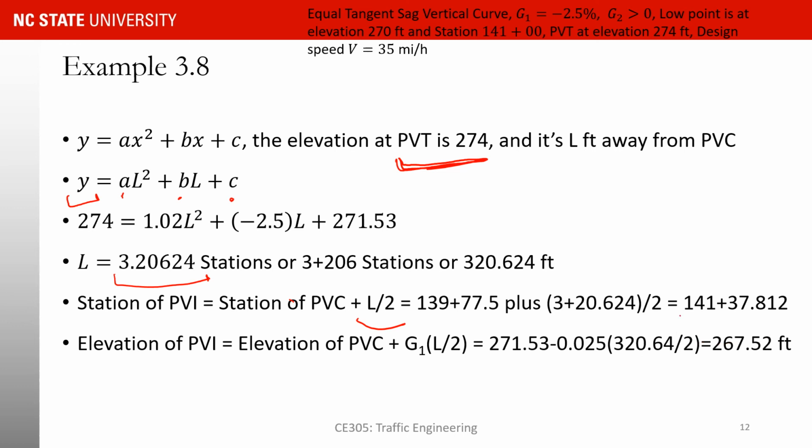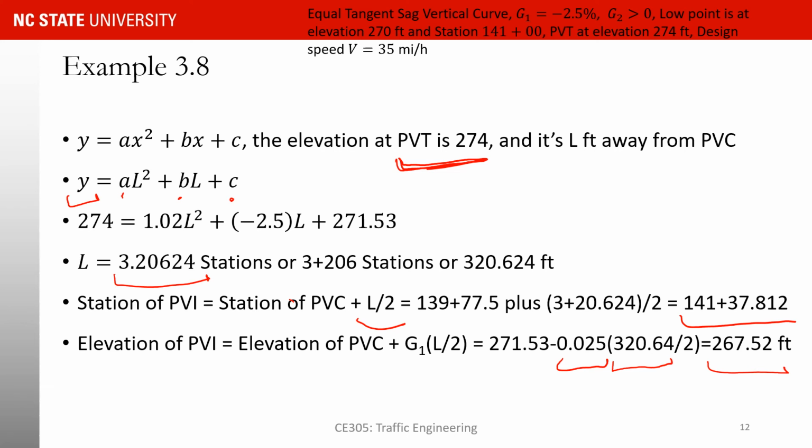plus 37.8. The elevation of PVI, you just need to know the elevation of PVC and add G times L over 2 to it. Now you can see that here I put G in feet per feet, then I had to put L in feet. So that's going to be 271.53 minus 0.025 times L. That's going to be 267.52 feet. That's the elevation of PVI.